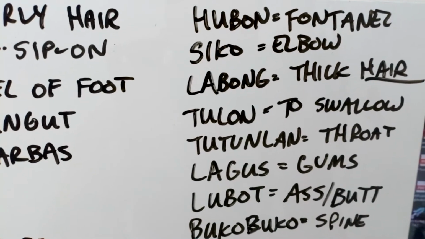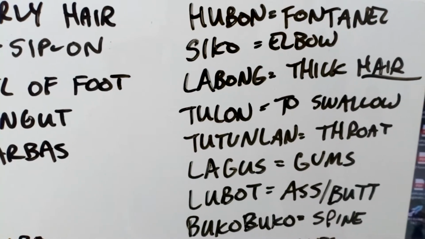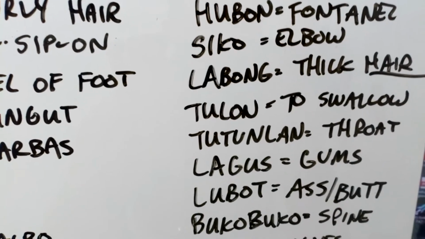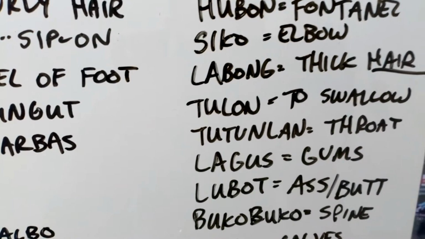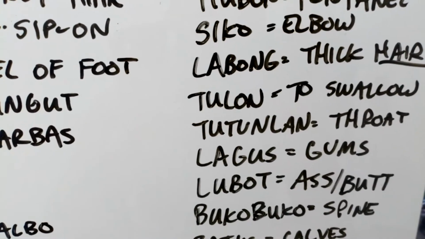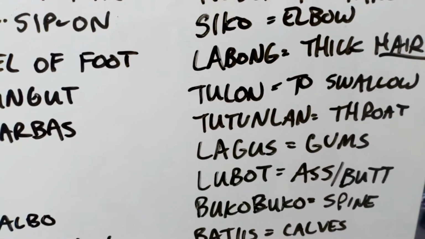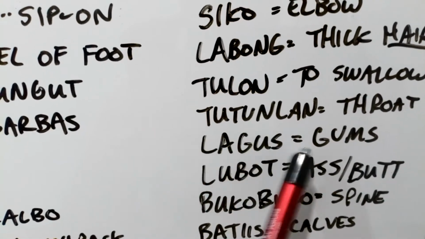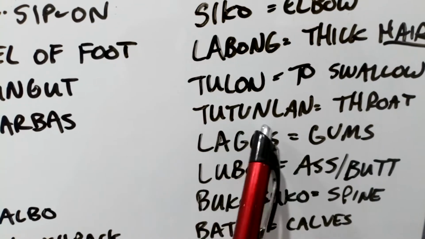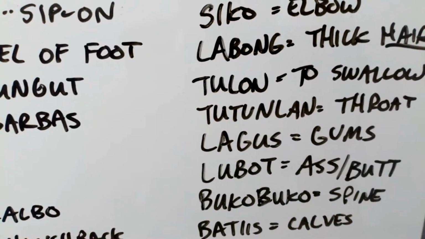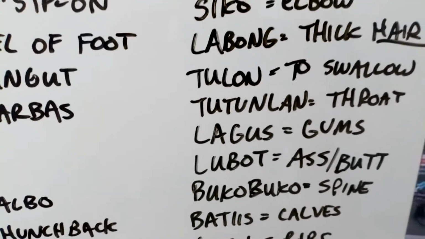Labong meaning thick hair. Usually it's with hair, like, oh, labong, kalabong sa buhok, you know? So it's like thick hair, right? That's thick hair. Usually meaning hair, but it's like thick in a way, okay? Tulon meaning to swallow, right? To swallow, and this is where we get our noun, tutunlan, right? Tulon meaning to swallow, but tutunlan meaning throat, right? So you're pretty much gonna throat it in a way. That sounds kind of disturbing.